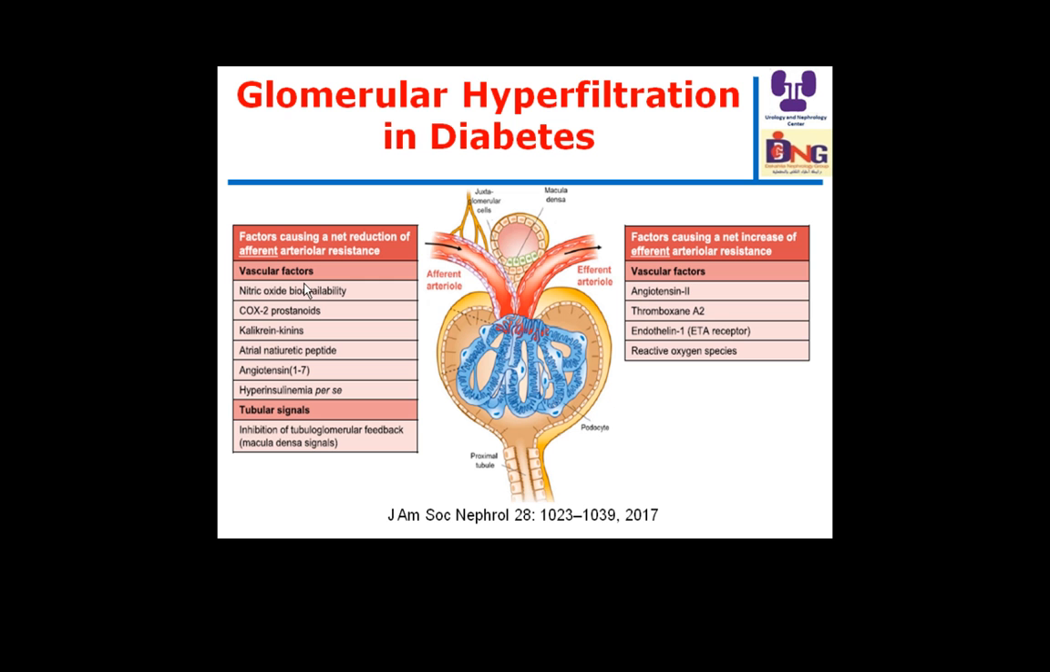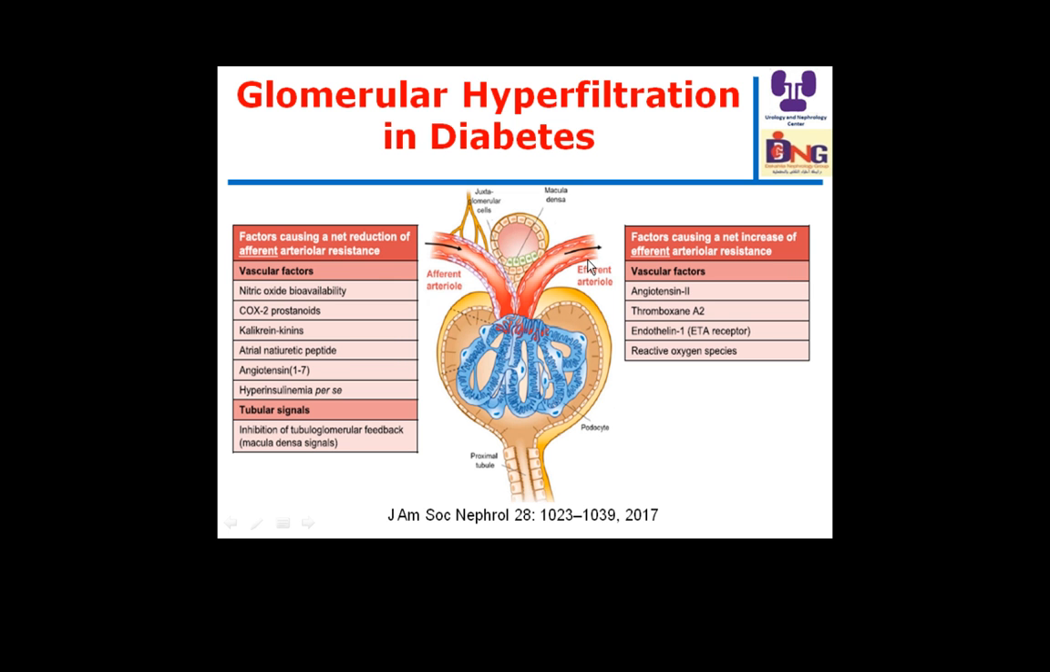Vascular factors include nitric oxide bioavailability, COX-2 prostanoids, the kallikrein-kinin system, atrial natriuretic peptide, angiotensin 1 to 7, and hyperinsulinemia per se, or a tubular signal through inhibition of tubuloglomerular feedback through macula densa signals. And I'll explain tubuloglomerular feedback within the mechanism of action of this class of drugs. So all these factors lead to afferent vasodilation.